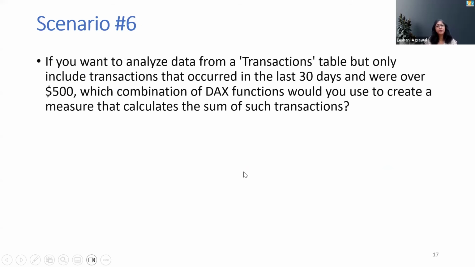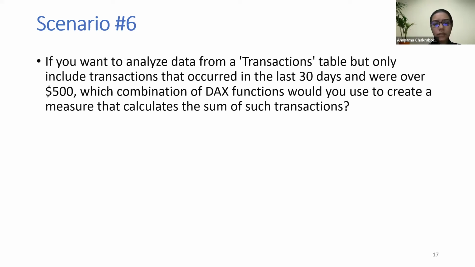Okay, let's do scenario number 6. Anupama, if you want to analyze the data from a transaction table, but only include transactions that occur in the last 30 days and were over 500, which combination of DAX functions would you use to create a measure that finds the sum of such transactions? So a lot of information over here. There's a transaction table, dates are given, and amounts are given. So now what I want is to find out the sum of such transactions which happened in the last 30 days and were over 500.